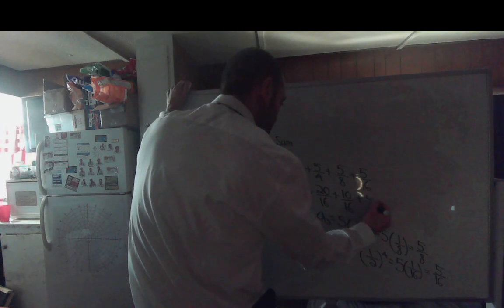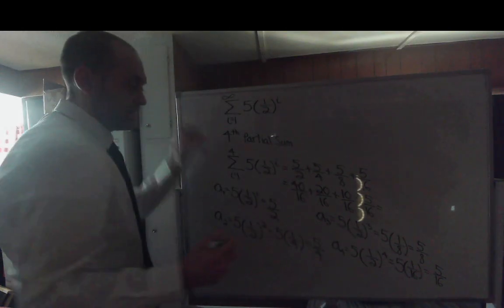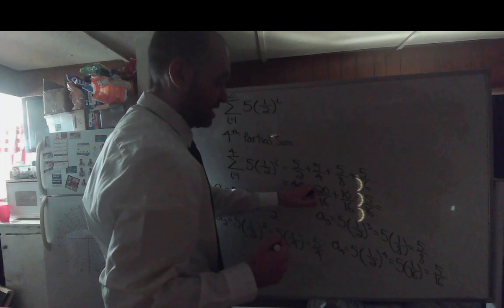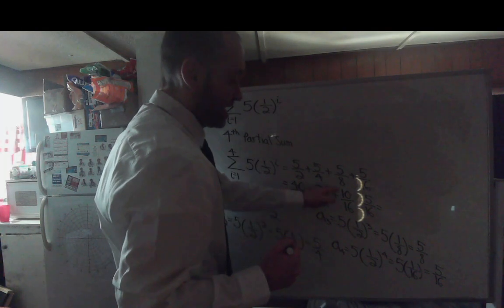Plus you have a 5/16. Now just add all these together. 40 plus 20 is 60. Plus 10 is 70. Plus 5, well, that's 75/16. And that's actually the best we can do. It doesn't reduce any further.